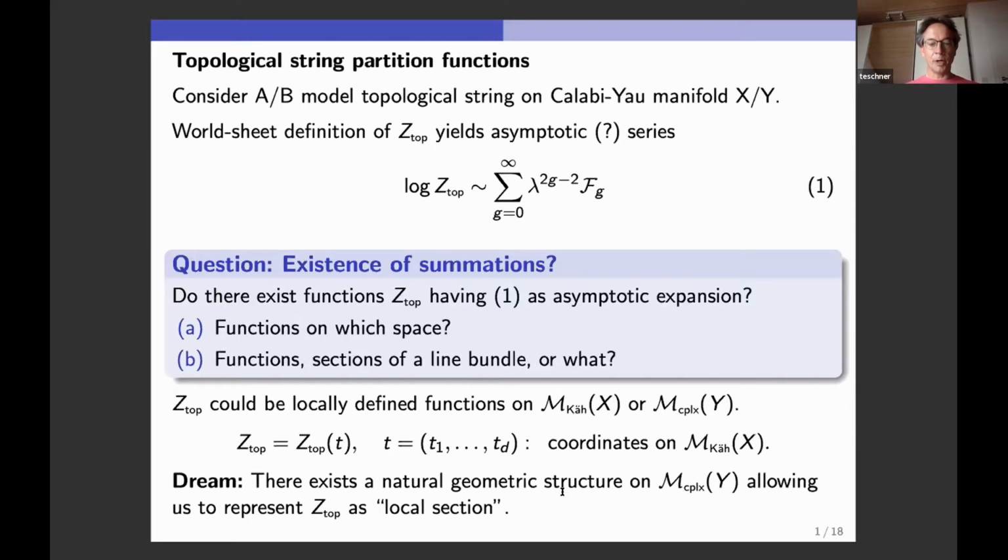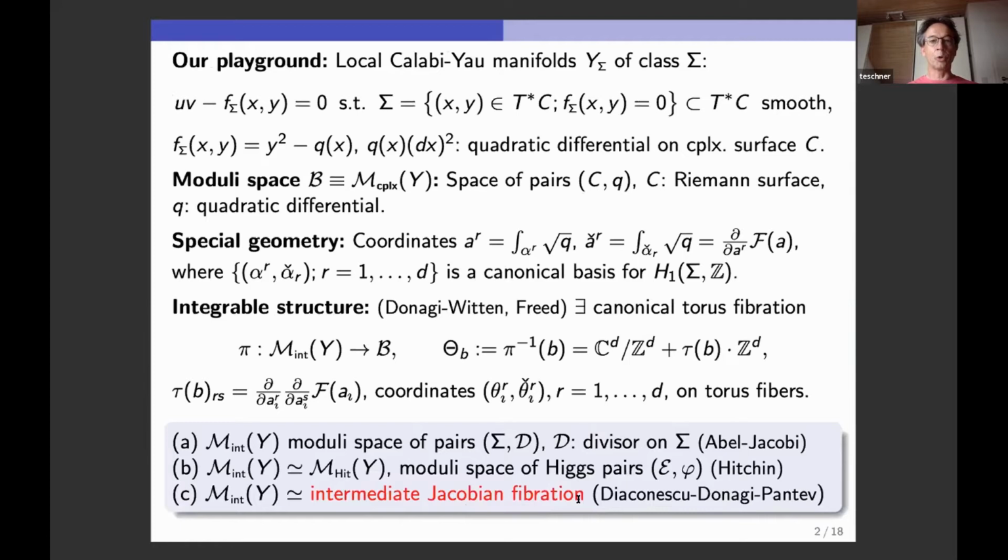So the main theme of this talk is going to be whether there may exist natural geometric structures on, well, we will mostly focus on the complex structure moduli space, but of course the other is related by mirror symmetry, allowing us to represent the Z-top as a local section of a sort. And for a class of local Calabi-Yau manifolds, we shall propose such a description. And I will, towards the end, hopefully discuss a few hints that such a discussion could even generalize beyond the class that we consider here, which is defined as follows.